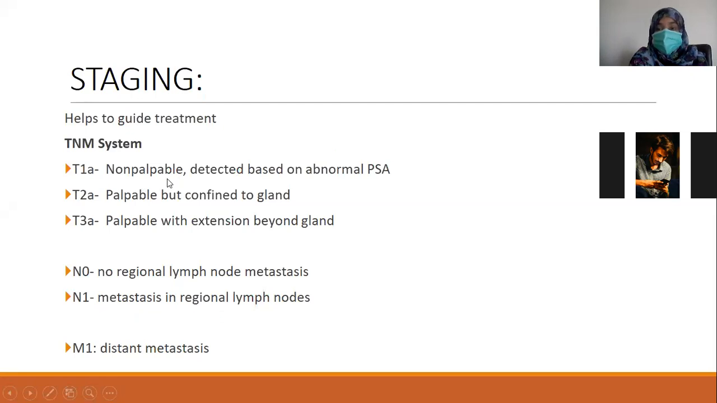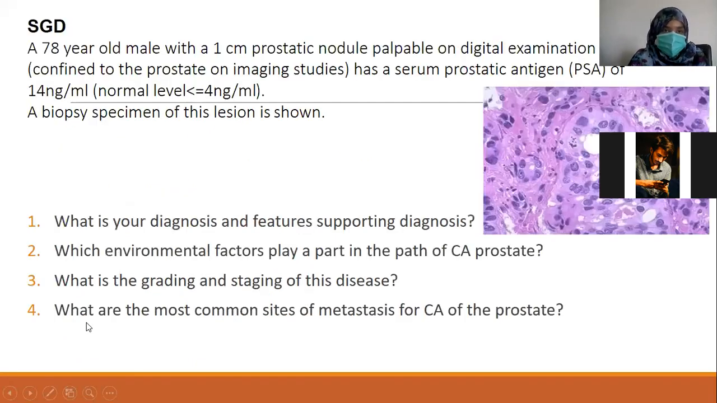T1a is if the gland is not palpable, but the cancer is detected on the basis of abnormal PSA only. T2a is a palpable mass but confined to the gland. T3a is palpable with extension beyond the gland. Coming to N, if no regional lymph node metastasis, it's N0. If the metastasis is in regional lymph nodes, then it's N1. M0 if there is no distant metastasis, M1 if there is distant metastasis.